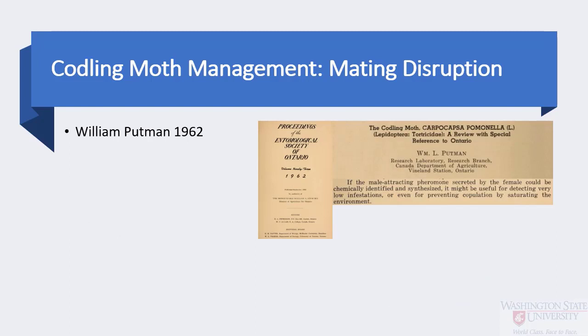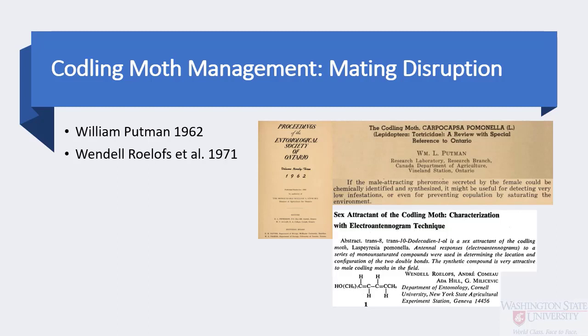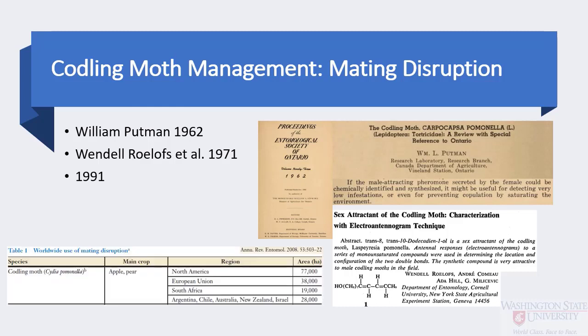The first researcher to suggest that codling moth may be controlled by flooding a farm with pheromones was William Putman in Ontario. In his 1962 paper on codling moth, he suggested that if the male attracting pheromone could be identified and synthesized, it may be useful in detecting low infestations or preventing mating by saturating the environment. Ultimately, in 1971, Roelofs and others identified the chemical structure and synthesized the codling moth pheromone. They found that it was highly attractive to male codling moths. But it wasn't until 1991 that the first effective codling moth pheromone reservoir dispenser was registered for use for mating disruption.